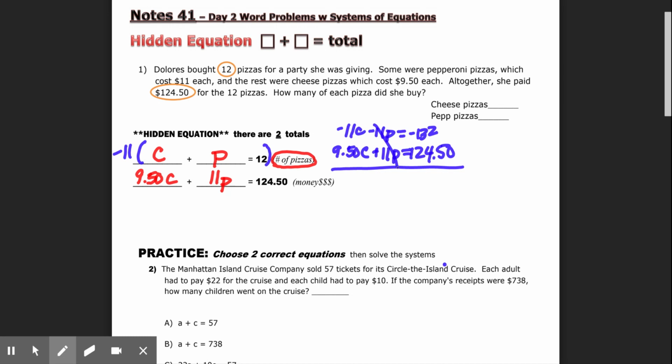So you're using the elimination method. And then negative 11c plus 9.50c gives us a negative 1.50c. And negative 132 plus 124.50 gives us negative 7.50. So we're going to divide both sides by negative 1.50. So therefore, a negative divided by a negative is a positive, which is what we want. And so 7.50 divided by 1.50 gives us 5. So we know there's going to be 5 cheese pizzas.